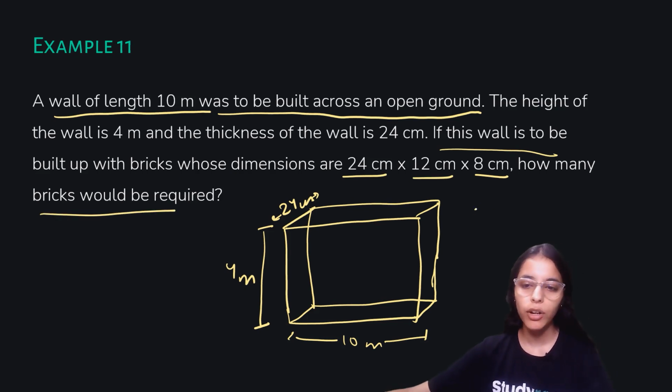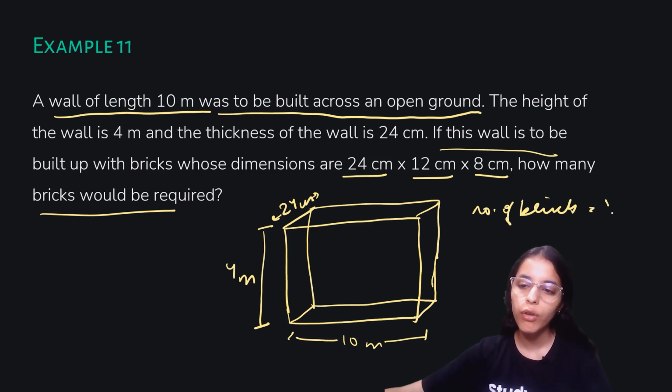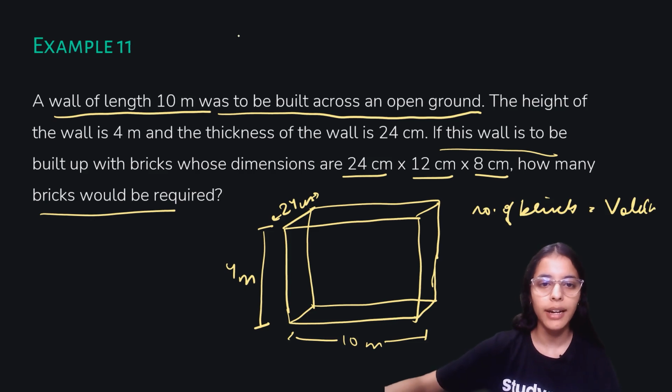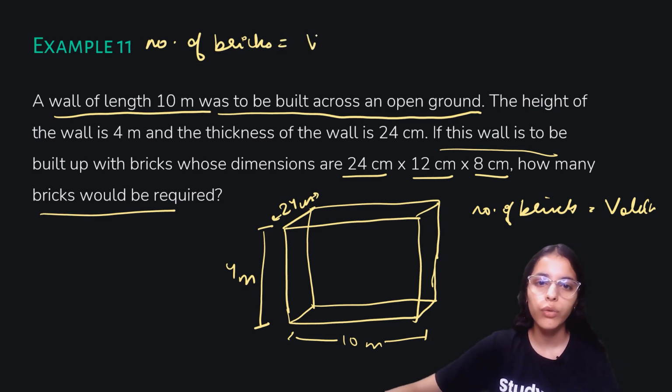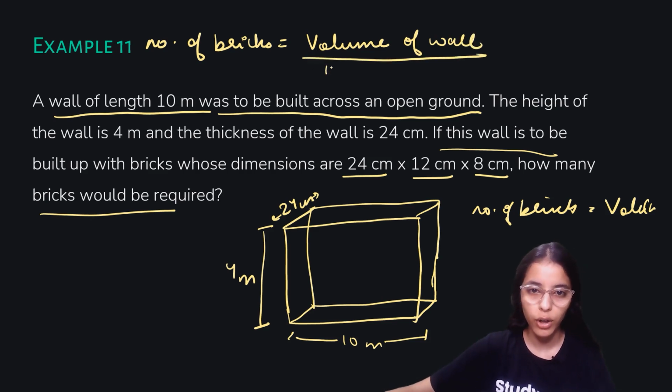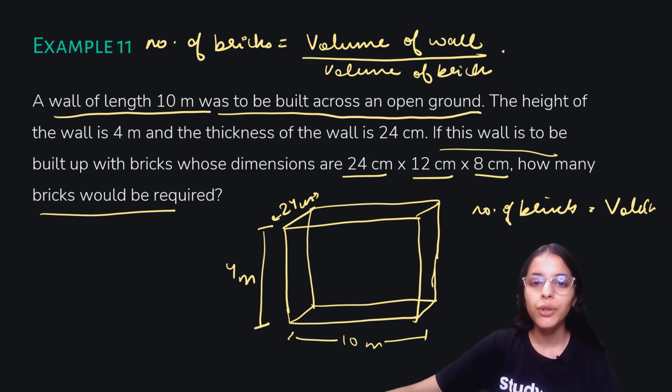Now to find the number of bricks, we'll simply divide the volume of the wall. Let me write it over here. Number of bricks is equal to volume of wall upon volume of bricks, right? So let us first calculate the volume of the wall and then we'll calculate the volume of bricks.